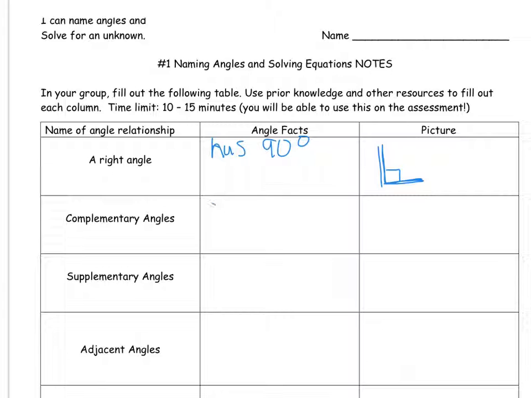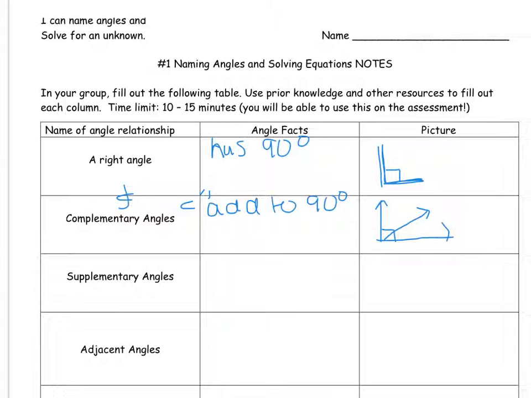Complementary angles are angles that add to 90 degrees. I'm going to be using the symbol like this or like this for angles. So angles that add to 90 degrees. Generally they are right next to each other like this. So this is a right angle and there's two of them to add to 90 degrees.